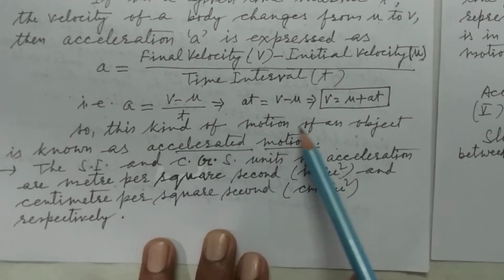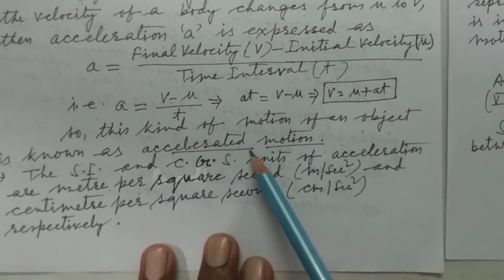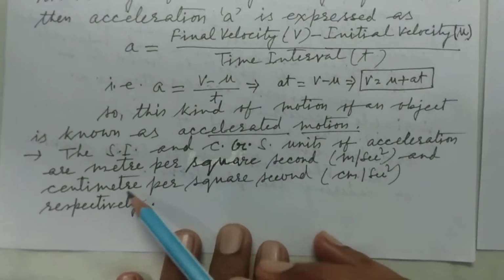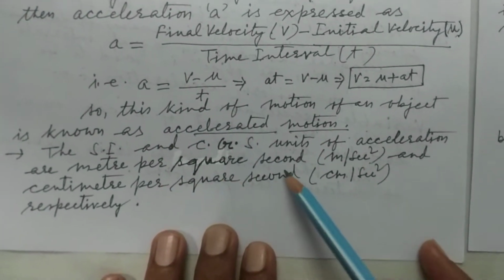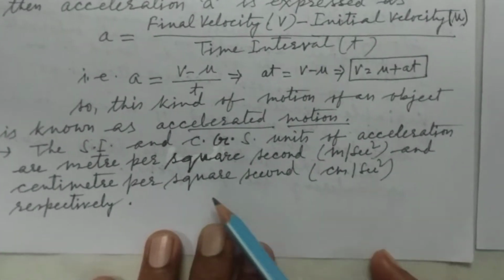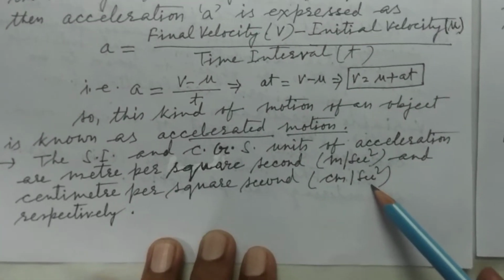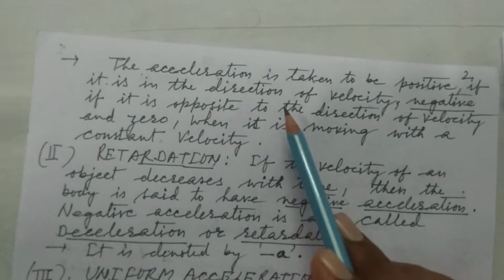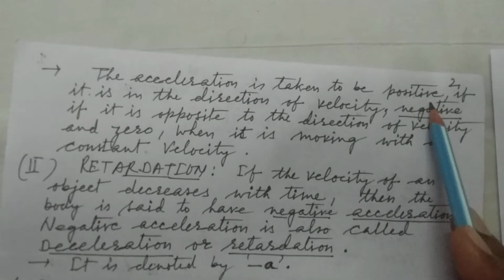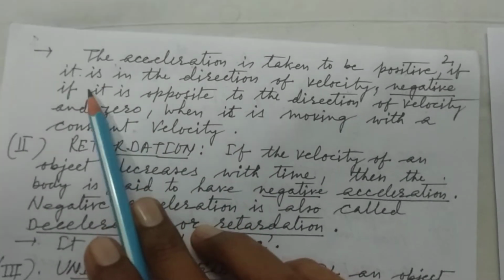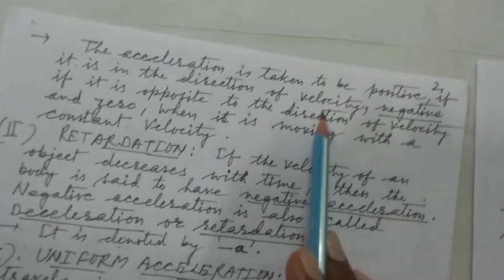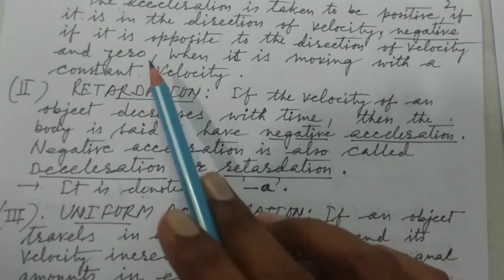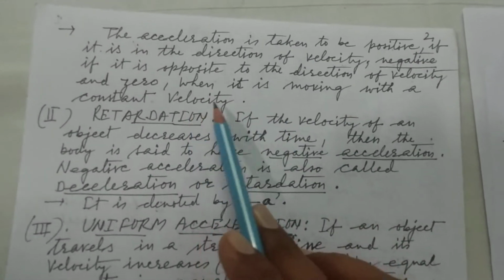This kind of motion of an object is known as accelerated motion. The SI and CGS units of acceleration are meter per square second, m/s², and centimeter per square second, cm/s². Acceleration is taken to be positive if it is in the direction of the velocity, negative if it is opposite to the direction of the velocity, and 0 when it is moving with a constant velocity.